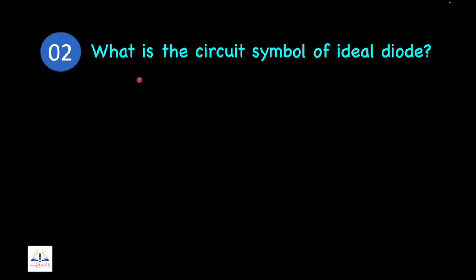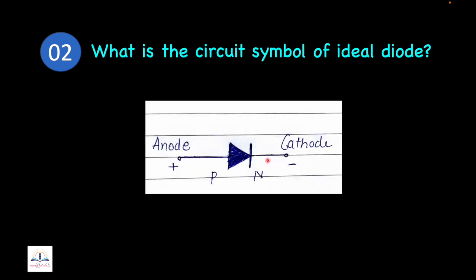Second question is, what is the circuit symbol of an ideal diode? So this is the circuit symbol. Here you can see this side is p-type semiconductor, this side is n-type semiconductor. So here positive and here negative, and this triangle is completely shaded. These two terminals are anode and cathode in the ideal diode, and the same for the p-n junction diode. The difference is only that in the case of the normal p-n junction diode, this triangle is not shaded.